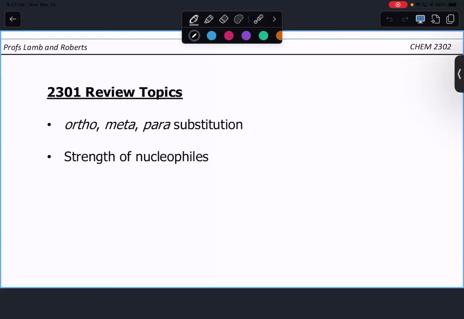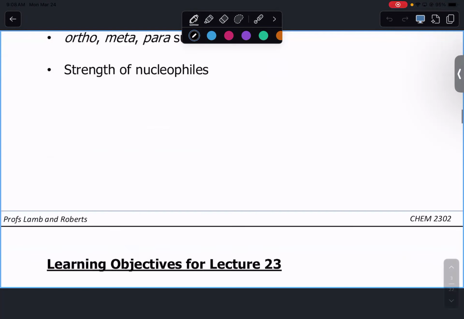2301, as well as the start of 2302, will be understanding ortho, meta, and para substitution on aromatic rings, as well as identifying the strength of nucleophiles. So how strong is a nucleophile based off of the electronegativity of the atom that is attacking, as well as things like charge or a lack of charge. We're going to be thinking about things like that today, and how we can potentially introduce something else into the reaction in order to make a nucleophile stronger.